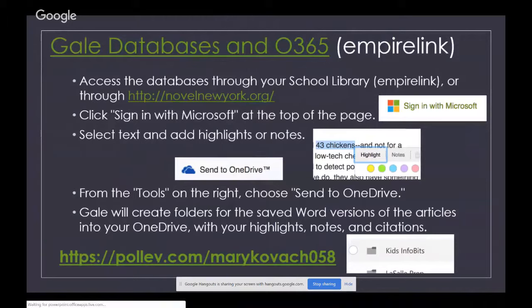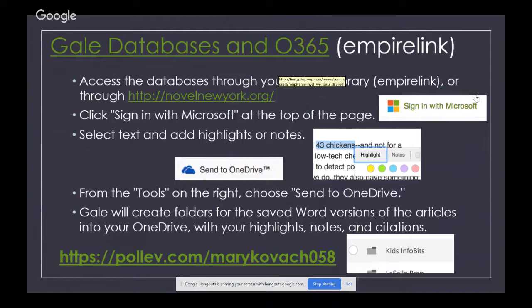Okay, so the next tool that we'll look at is Gale databases. You should have access to these through your school library. Actually, it's available to anyone in the state for free if you go to Novel New York, which is linked here. I have linked up here the Erie One BOCES Gale databases. But if you're in another district, you might want to check with your library media specialist.